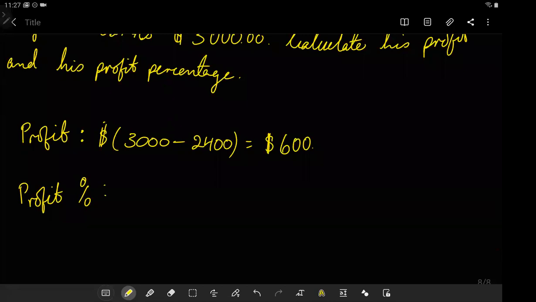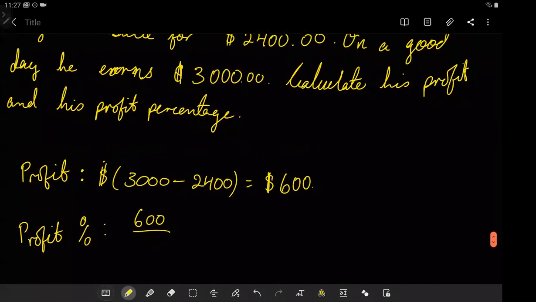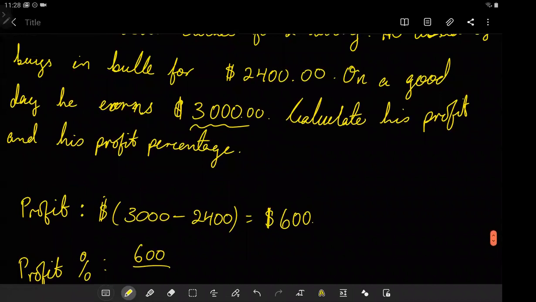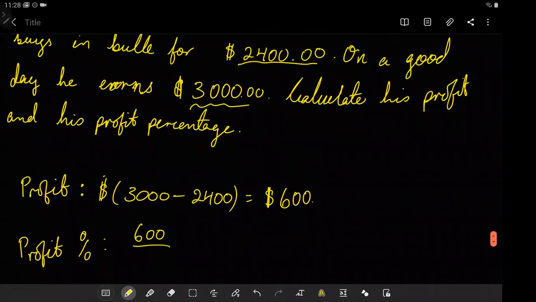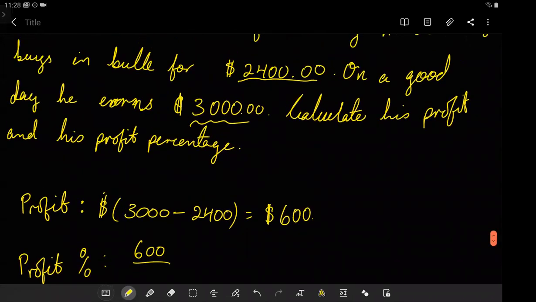Say the 600 over the 3,000 and multiply by 100 over 1. Yes, now, the thing is, it is not the 3,000. What was the amount of money he paid? 2,400. Good. So it will be the 600 over the 2,400, because that is what he made the profit on.